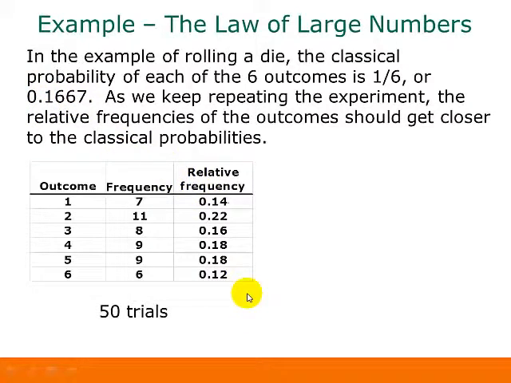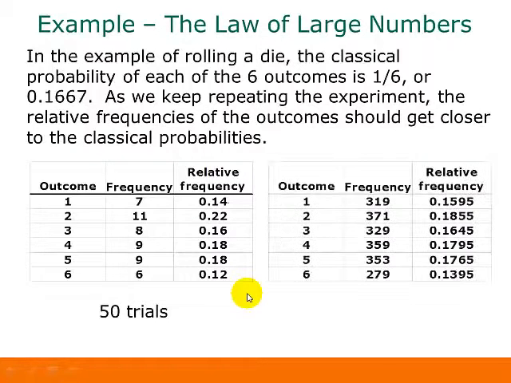Now, if we did the same thing only with 2,000 trials and recorded our results, and we got these results, notice that these are much closer to our classical probability of 0.1667. And the idea of the law of large numbers is that if we kept repeating trials, so maybe if we did 10,000 trials or 100,000 trials, these relative frequencies would keep getting closer to the 0.1667 as we did more and more trials.